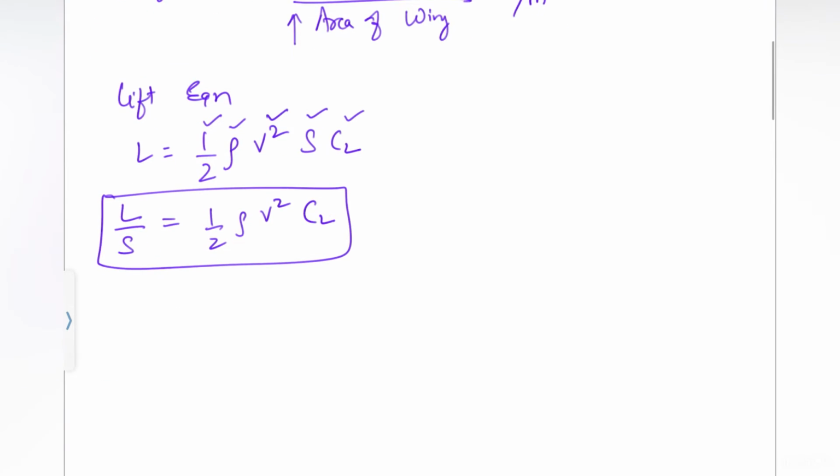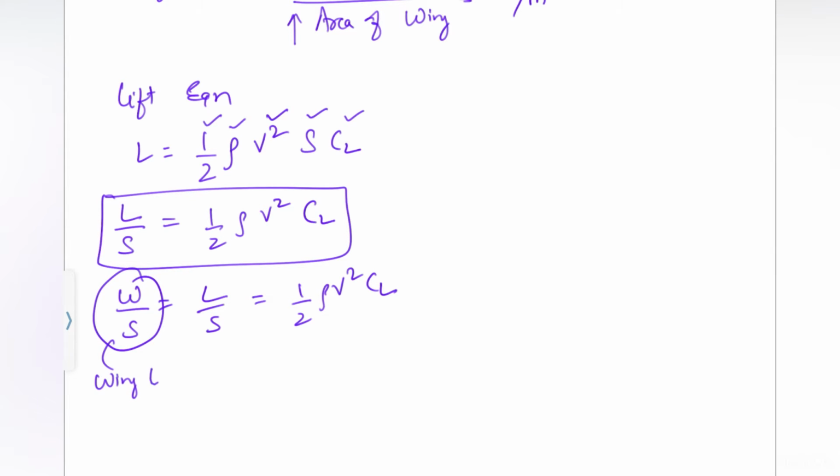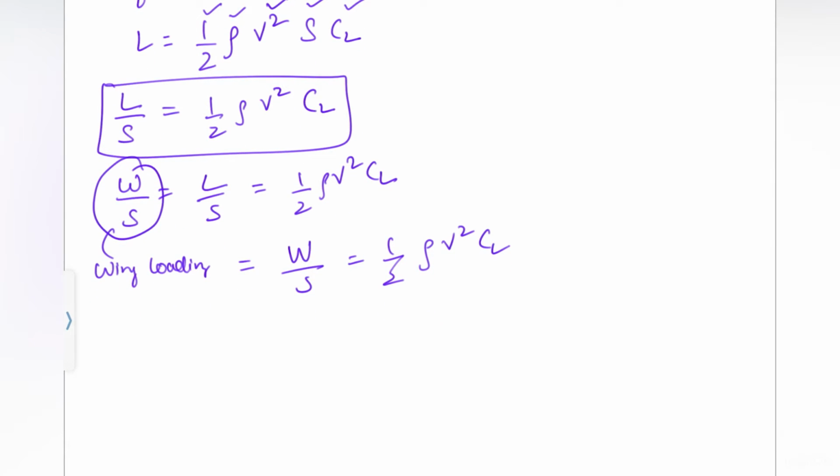Now in straight and level flight, the lift generated by the wing should be equal to the weight of the aircraft. So that can be written as weight upon surface area is equal to lift upon surface area is equal to half rho v square Cl. And we know weight upon surface area is the wing loading. So wing loading is equal to W by S is equal to half rho v square Cl. We can write that for the straight and level flight we are discussing.